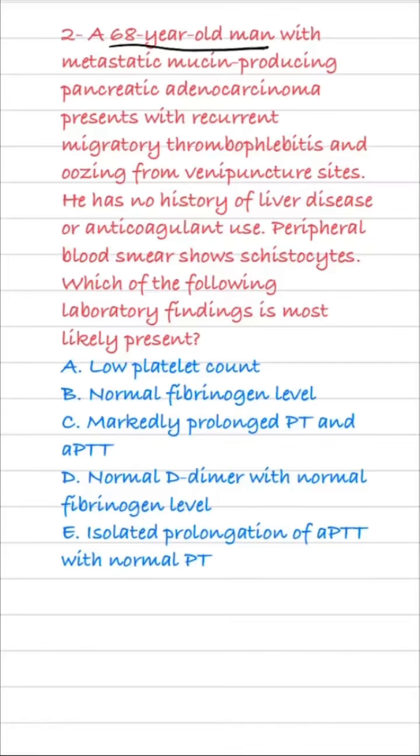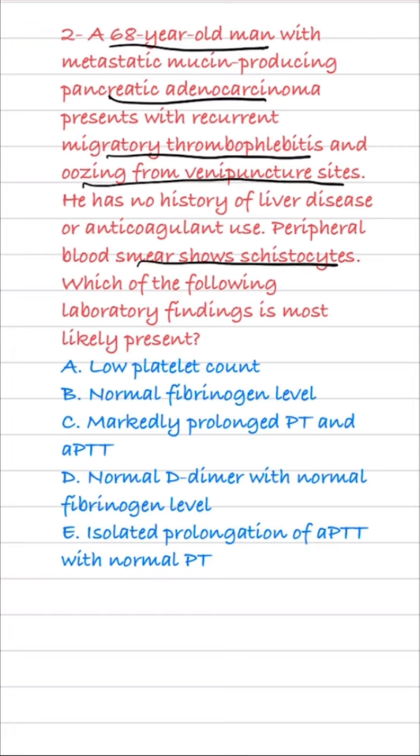A 68-year-old man, pancreatic adenocarcinoma, recurrent migratory thrombophlebitis, oozing from venipuncture sites, smear shows schistocytes. Which of the following laboratory findings is most likely present? So here we see pancreatic adenocarcinoma, recurrent migratory thrombophlebitis, oozing and schistocytes. So we have DIC. And by the way, you should always suspect pancreatic adenocarcinoma once you see migratory thrombophlebitis.